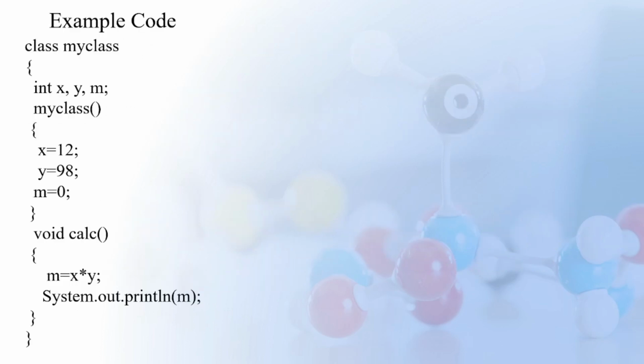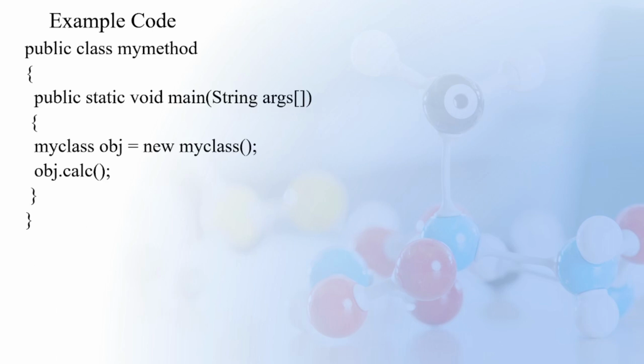So we have here a small method which I have declared. We have MyClass, and then a constructor, and some variables I have declared. I'll be showing you in the code also. And then we have calc, that is the computation to be done: m = x * y, finding the multiplication of two numbers x and y, storing it in m and printing that.